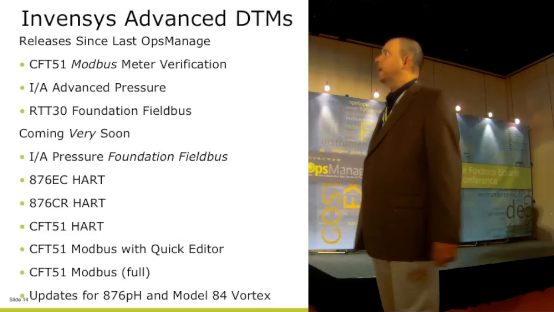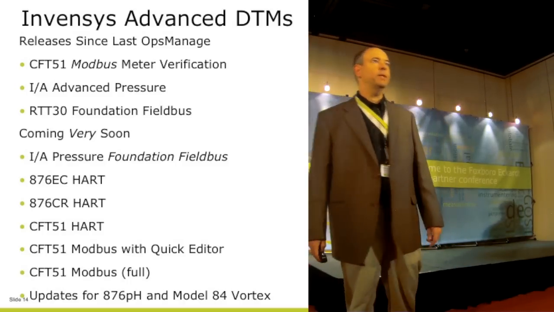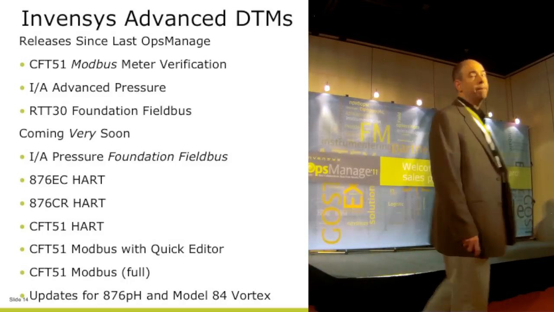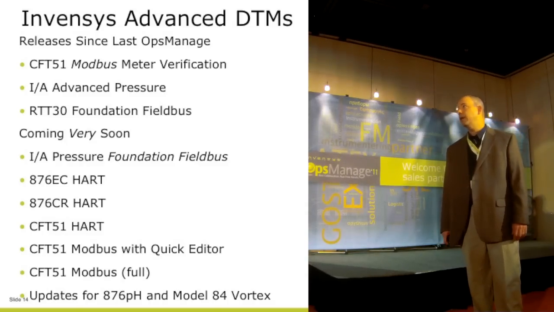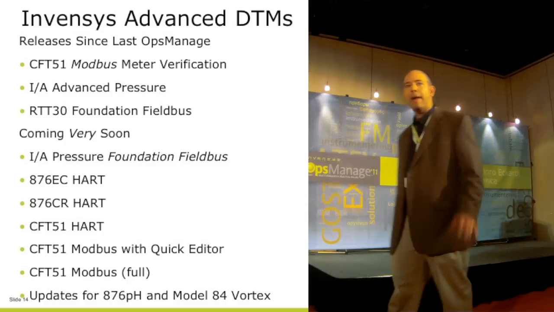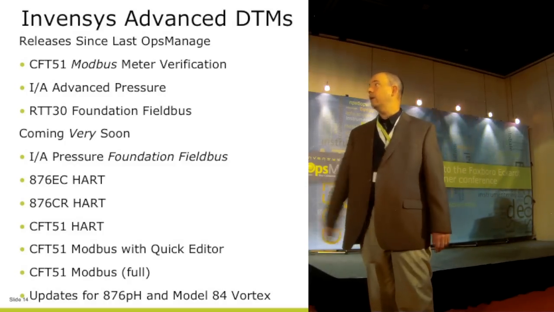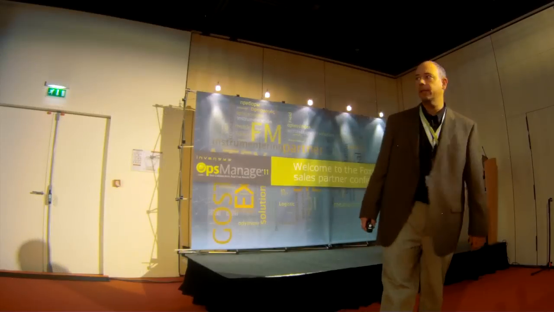So this is a list of the current releases we did since the last time we talked about FDT about a year ago. We have the CFT-51 Modbus meter verification DTM, the IA advanced pressure, that's the fast speed response transmitter that Pat mentioned earlier today, and the RTT-30 Foundation Fieldbus. We had already done the RTT-30 HART at that time, I believe.